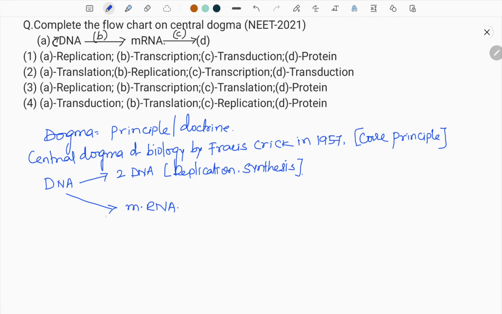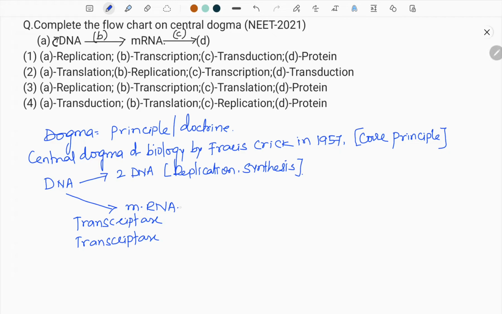This formation of mRNA is called transcription. It is done by an enzyme called transcriptase, which nowadays we call DNA dependent RNA polymerase. DNA replication is catalyzed by DNA dependent DNA polymerase and transcription is catalyzed by DNA dependent RNA polymerase.